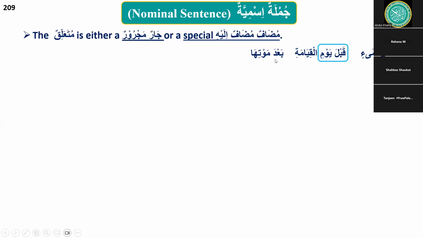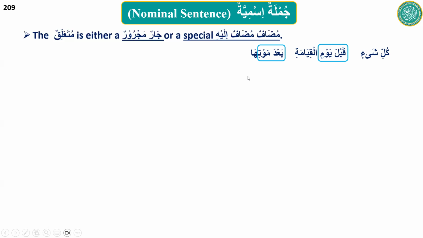Similarly, ba'da mawtiha, after her death. Ba'da mawti. You see, ba'da is light, it doesn't have al with it. Mawti is majroor, so it is a mudaf, mudaf ilayh. But it doesn't have that belonging relationship, it doesn't have an 'of' in the middle. So ba'da mawtiha is a special mudaf, mudaf ilayh. Ba'da is a special mudaf. So these kinds of words, kulli shay'in, qabla yawmi, or ba'da mawti, and there are some more examples that I will show inshallah in the next class, are called special mudaf and mudaf ilayh. And when they come in a jumla ismiya, they're also called muta'alliq.